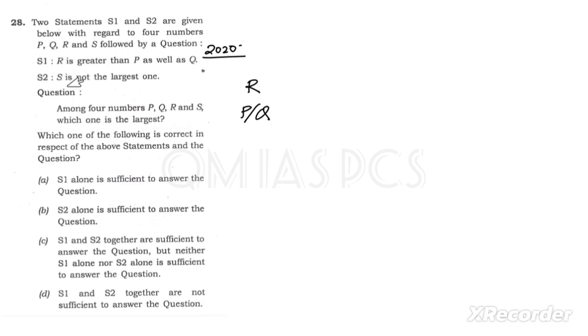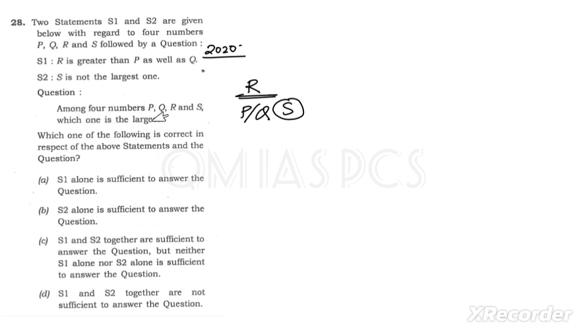Then, S is not the largest one. So S can be anywhere below R, right? Now the question is, among the four numbers P, Q, R, S, which one is the largest one?